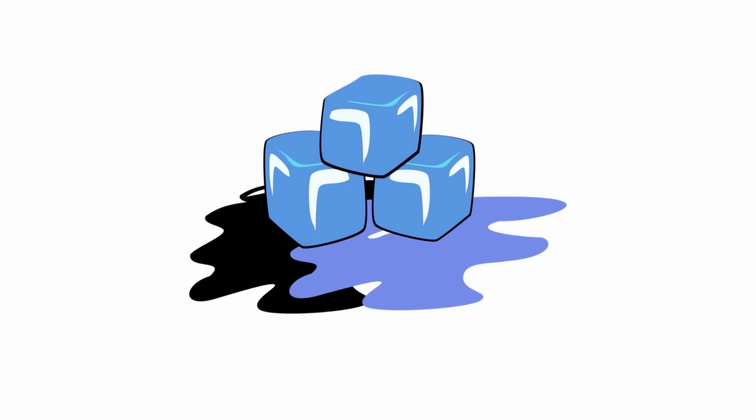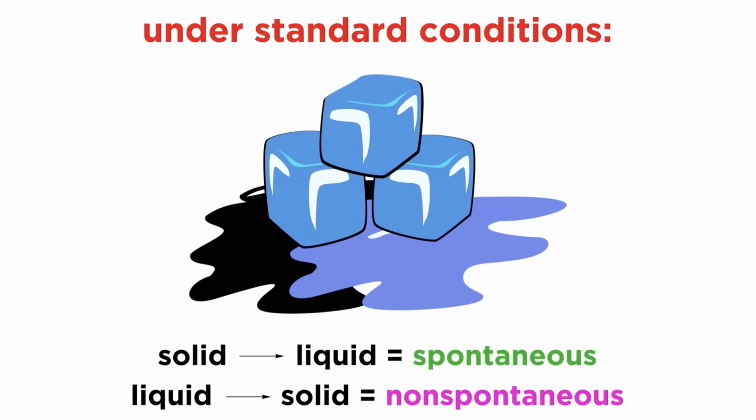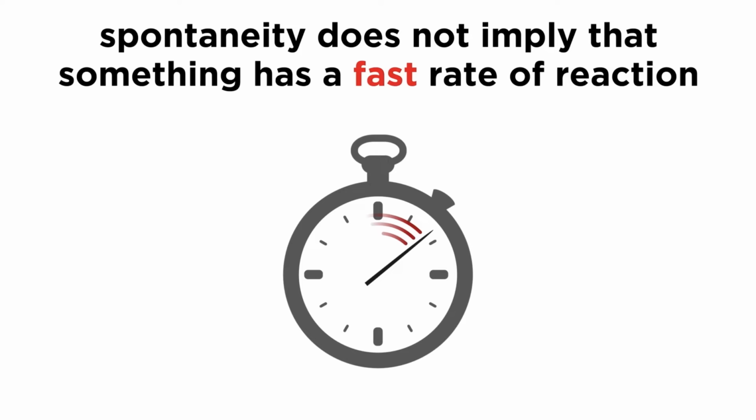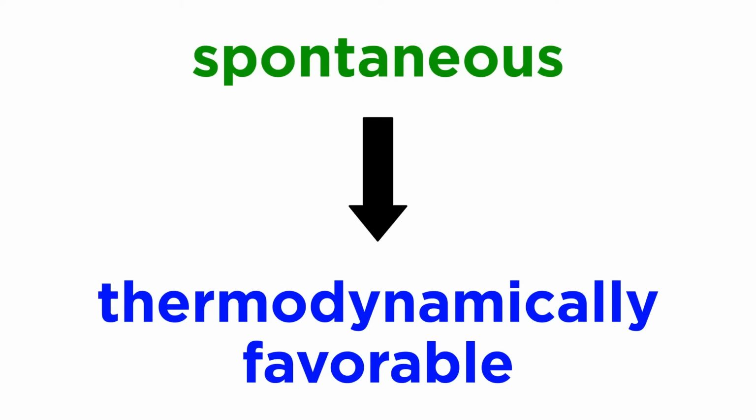We can view phase changes this way too. Under standard conditions, ice will melt, but liquid water will not freeze. One process is spontaneous, the other is non-spontaneous. We should note that spontaneity has nothing to do with how fast or slow a process is. There are spontaneous reactions that happen in a split second, and there are some that happen over many years. For this reason, we can also refer to a spontaneous process as one which is thermodynamically favorable, so keep this in mind as synonymous terminology.